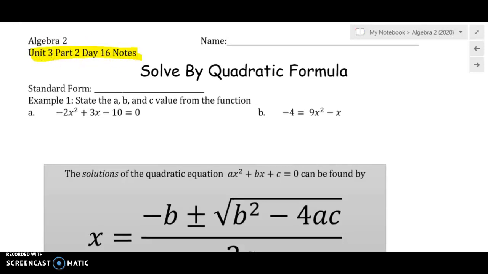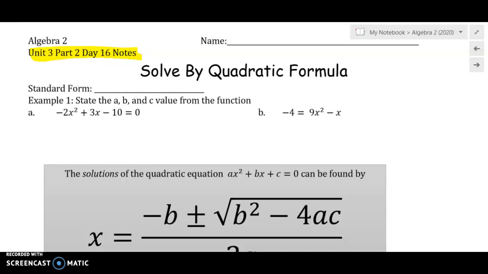The notes for today is solved by quadratic formula. We'll break this down, talk about some of the individual pieces, and then get into the quadratic formula. We're actually going to spend 2 days on this topic. We'll do most of it today and then some side stuff and more examples tomorrow.